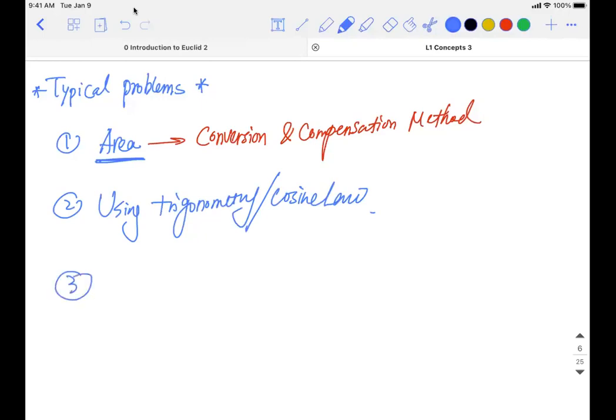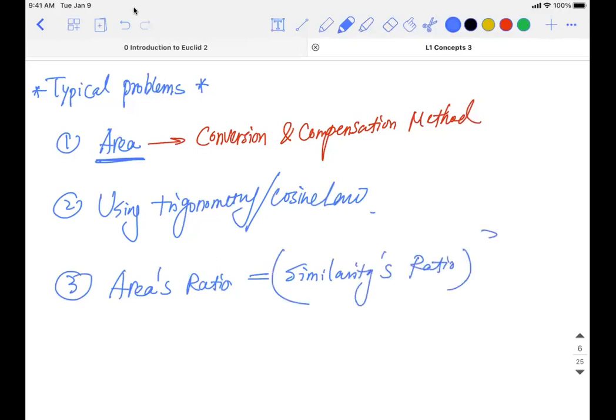And the third part is you always want to use the area ratio equals the similarity ratio squared, a perfect square. As long as two triangles are similar to each other, the area ratio is going to be the similarity ratio squared. So trust me, based on our analysis, for all the problems in 2D geometry, the triangle and quadrilateral part, these are the three major categories of problems that Euclid loves to test you.